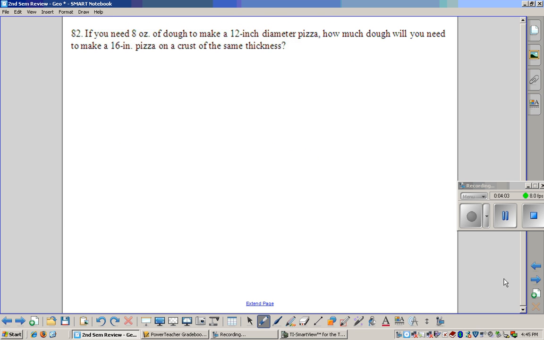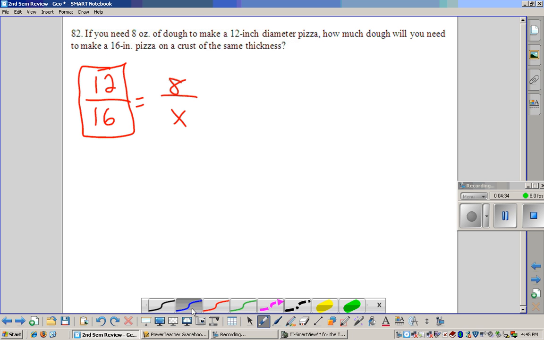Okay, the next problem, this can be kind of tricky because the tendency that most people have is to do a 12-inch diameter pizza is to a 16-inch diameter pizza as 8 ounces will be to how many ounces? But that's not going to work because dough makes up an area. 8 ounces of dough is an area. So this ratio is not going to work. We're going to have to square it.